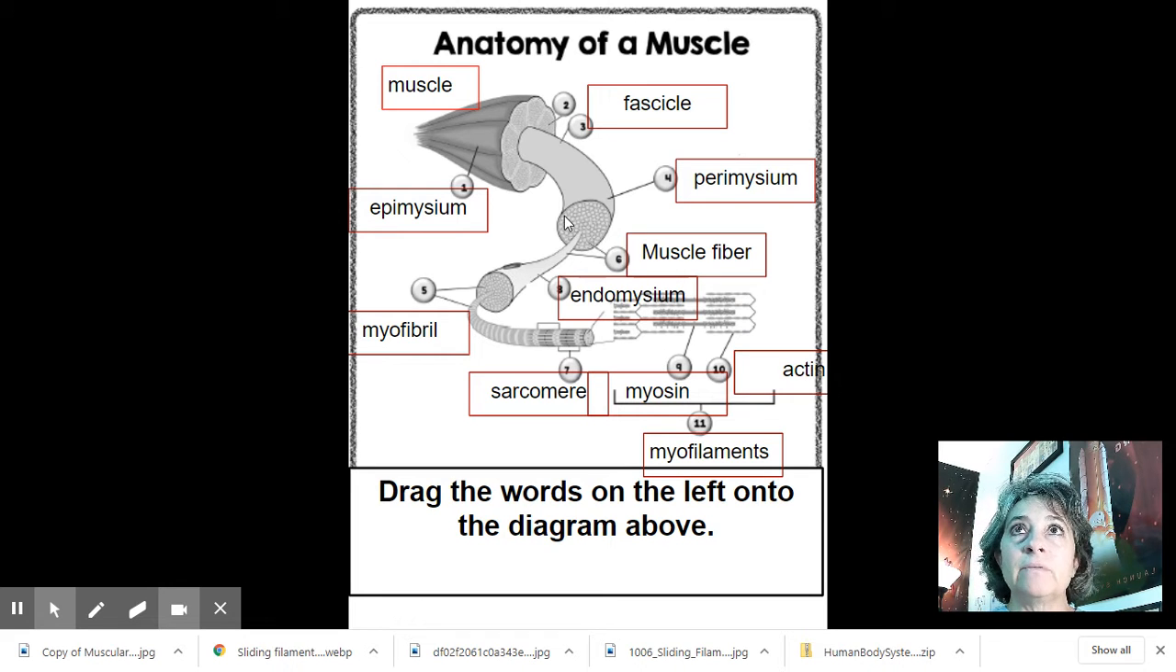So just think about those eggs, big to small to smaller. As you go deeper into the muscle, each part is made up of its own bundle with its own connective tissue layer that keeps all the smaller bundles inside. So that is the anatomy of a muscle.